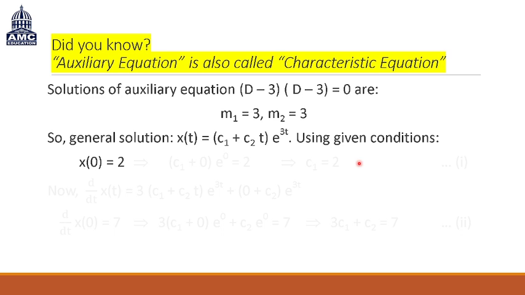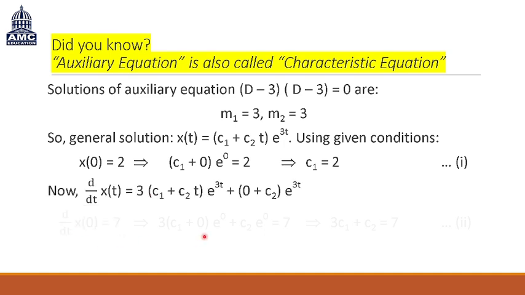So the given condition x(0) is equal to 2. Using that, we can substitute t as equal to 0 and x as equal to 2, which will give us the value of c1 as equal to 2. And then we need to substitute the value of t as 0, and dx by dt is going to be 7, but we must find out what is dx by dt in the beginning.